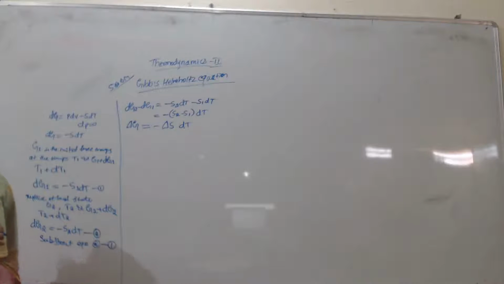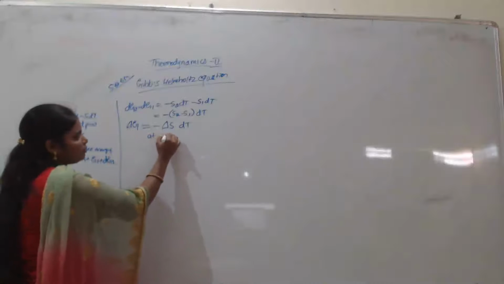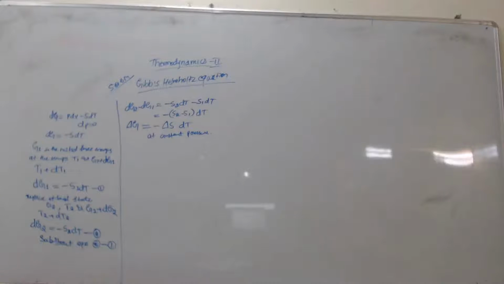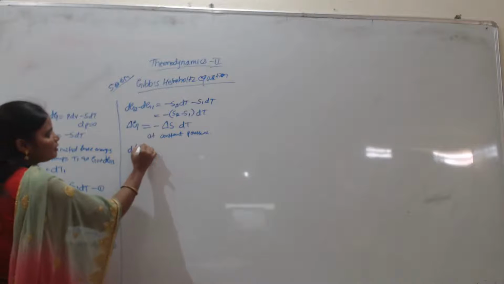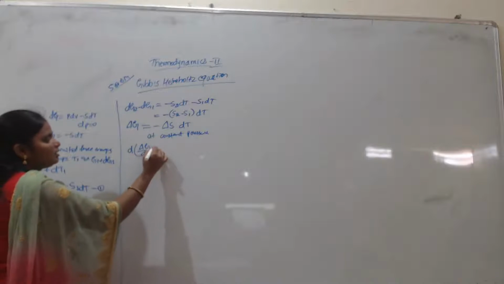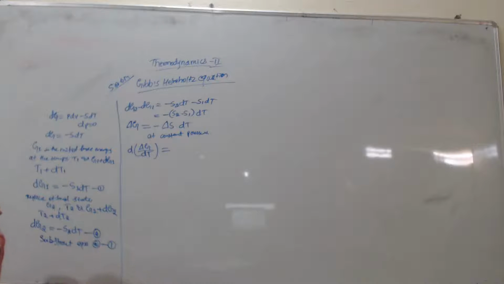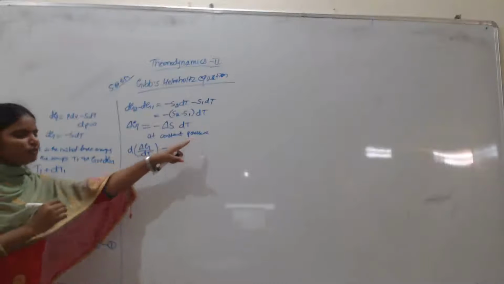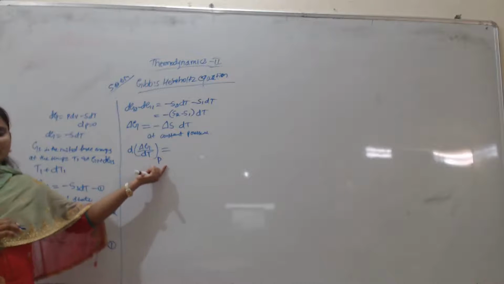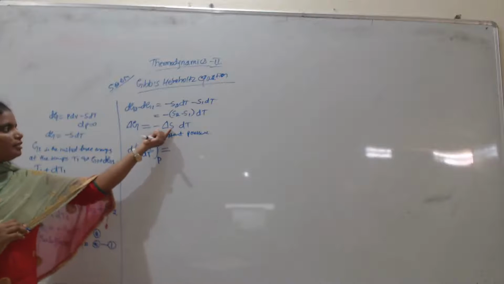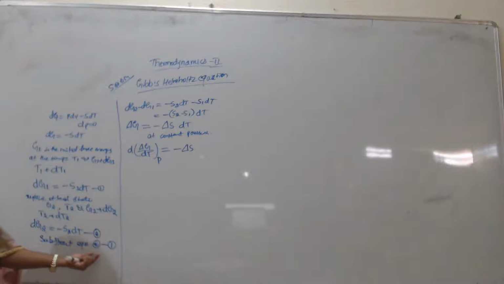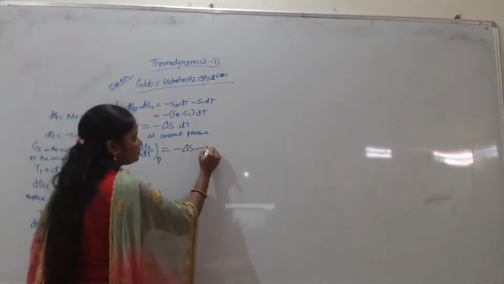Now at constant pressure, d delta G divided by dT at constant pressure is equal to minus delta S. This is equation number 3.